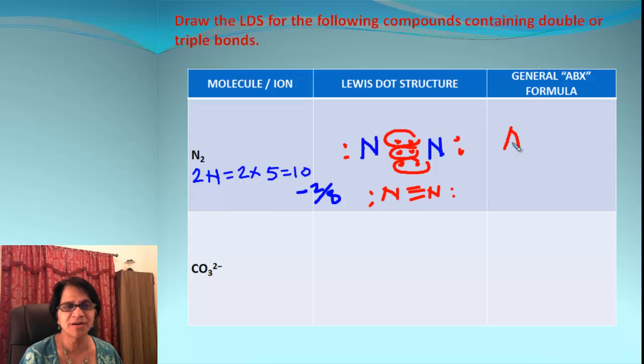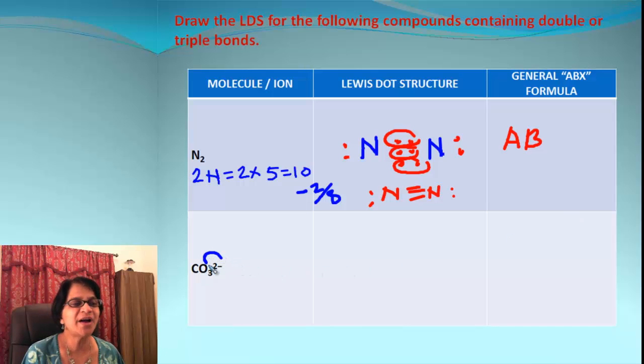A stands for the number of central atoms. Since both atoms are the same, we can consider either one as a central atom. So the second nitrogen becomes the peripheral atom. And of course there are no electrons which are unshared. So that's it. The ABX formula is AB. Let's move on to the next example.